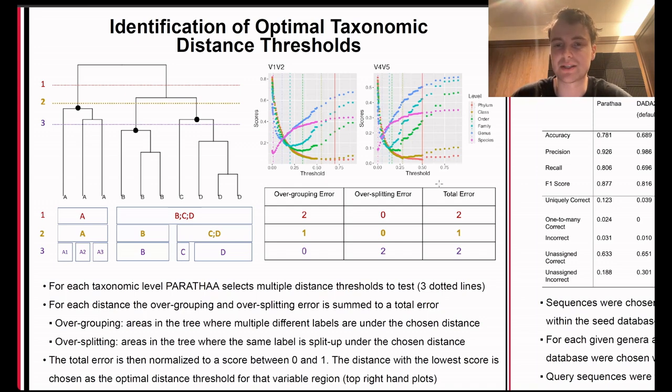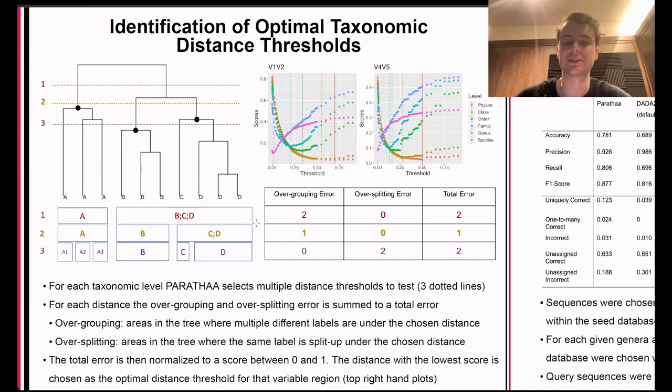So in this case, we can see at the phylum level, the distance threshold is generally fairly high, whereas at the species level, it's fairly low. And we can even do this across different variable regions. So in this case, we've done it against the V1, V2 region of the 16S ribosomal RNA gene, or the V4, V5 region of the 16S ribosomal RNA gene.